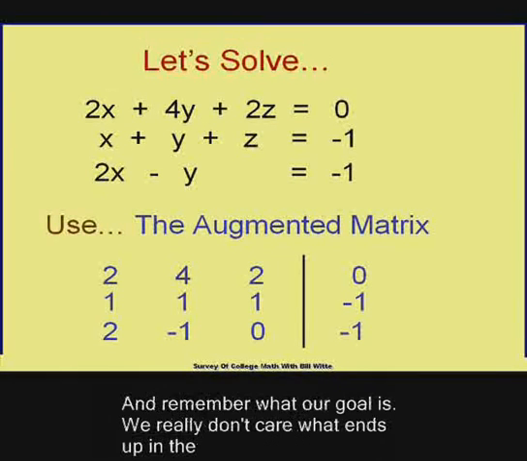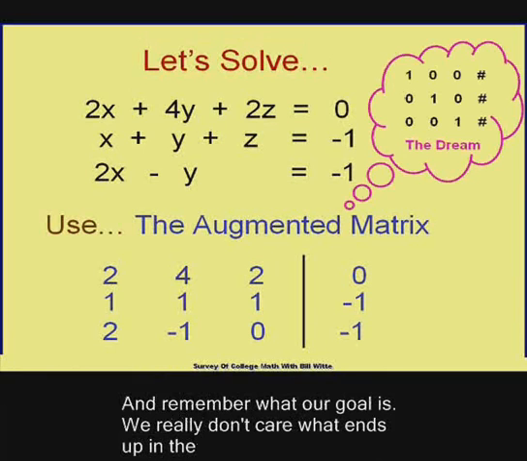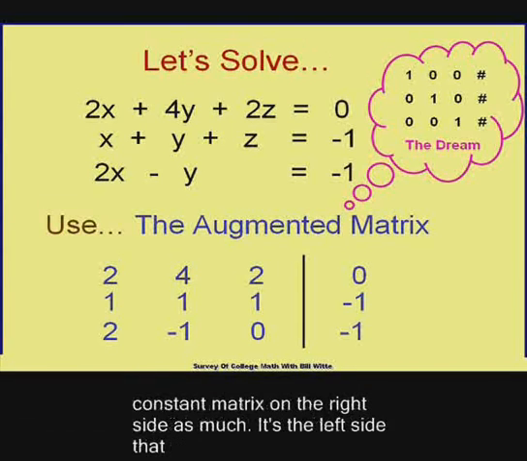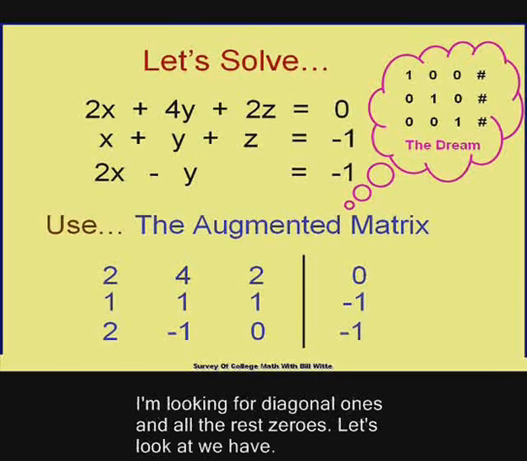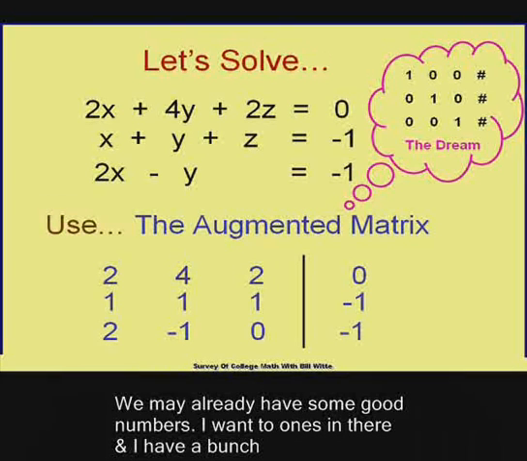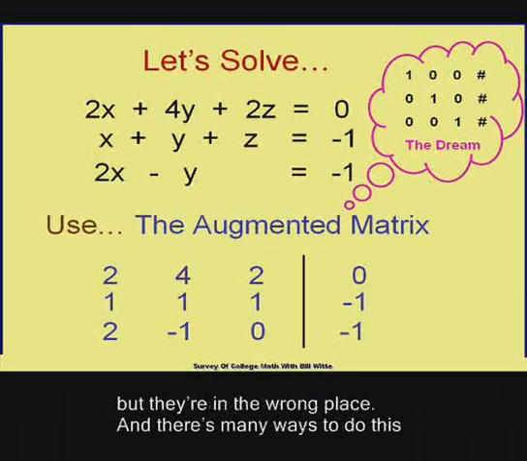Okay? And remember in this case what our goal is. I really don't care what ends up in the constant matrix on the right side. It's the left side that I'm looking for diagonal 1s and all the rest 0s. Now let's look at what we have, because we may already have some good. I got a bunch of 1s in there, okay, but they're in the wrong place, kind of.